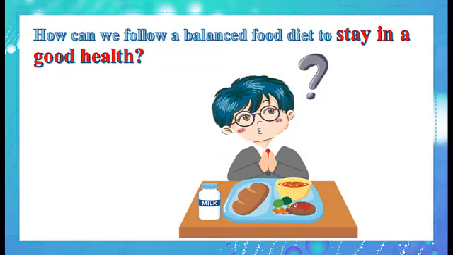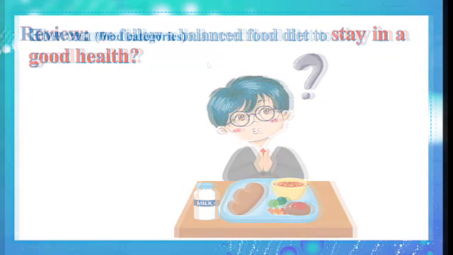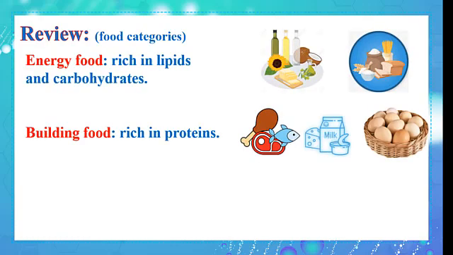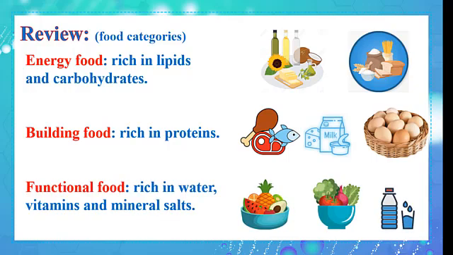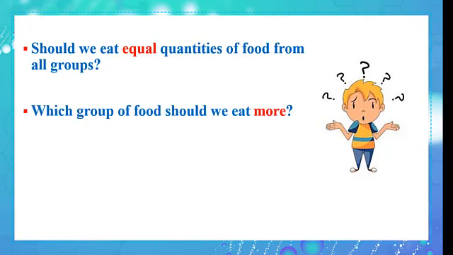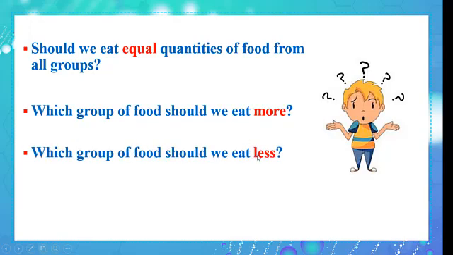Now a question that may arise. How can we follow a balanced food diet to stay in good health? Let's review food categories. Energy food, rich in lipids and carbohydrates. Building food, rich in proteins. Functional food, rich in water, vitamins, and mineral salts. But should we eat equal quantities of food from all groups? Which group of food should we eat more? Which group of food should we eat less?